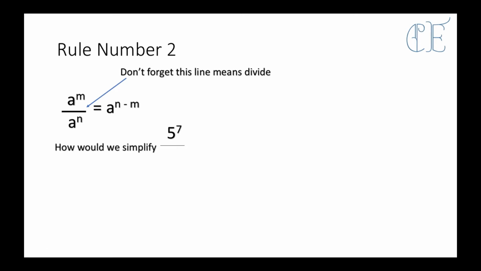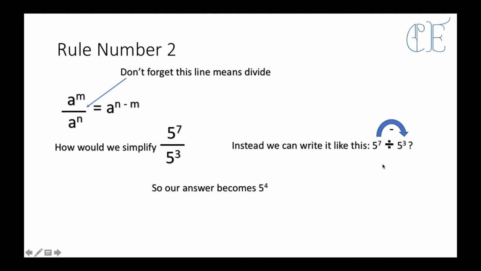So how would we simplify 5 to the power of 7 over 5 to the power of 3? So all you're going to need to do, we could write it like this if it makes more sense. Okay, you can put the divide sign in, and then you're just going to take away those powers. So it would end up with 5 to the power of 4. Okay, 7 take away 3 is 4, and 5 stays the same.